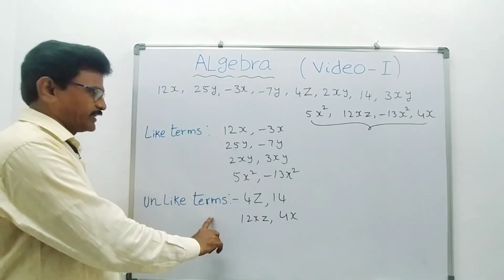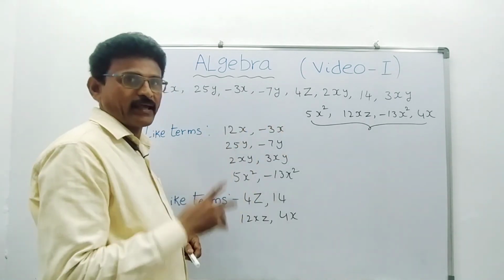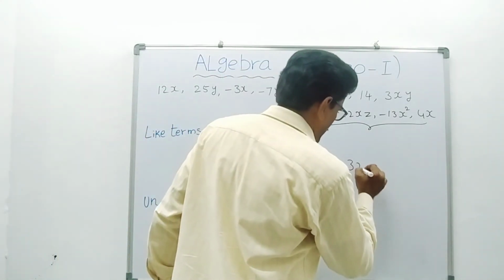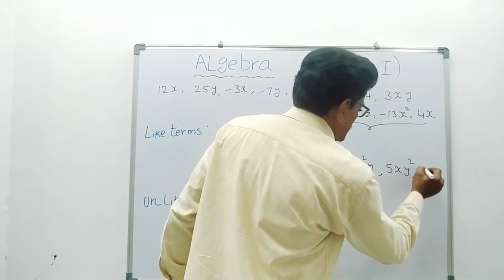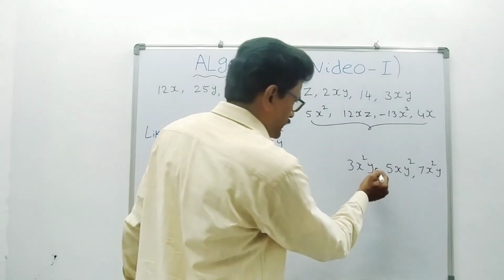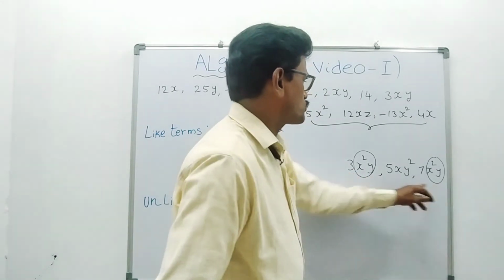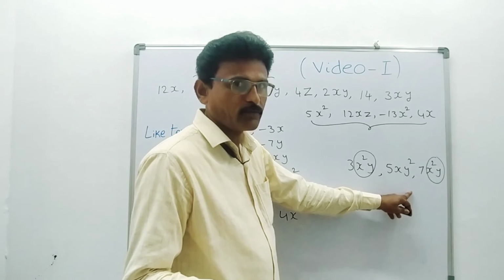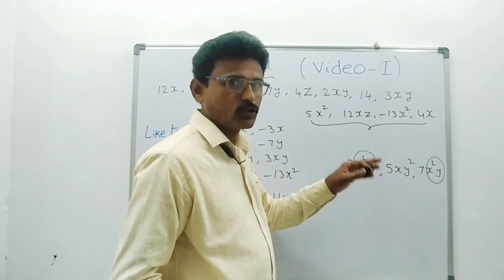Like terms, unlike terms. If the literal coefficients are the same, we have to see. And suppose there are 3x square y, 5xy square, 7x square y. Observe here. 3x square y and 7x square y, these two are like terms. This is xy square, a different one, an unlike term. Here x square y. You have to remember that point.